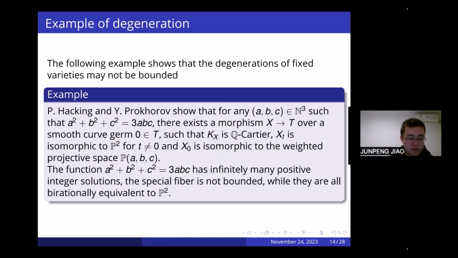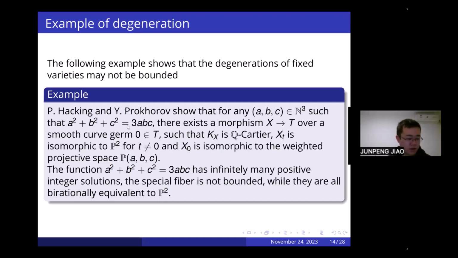And also in the theorem, we only talk about the birational boundedness of the special fiber. This is because birational boundedness may be the best one can hope for, because there are examples where the special fiber is not bounded.